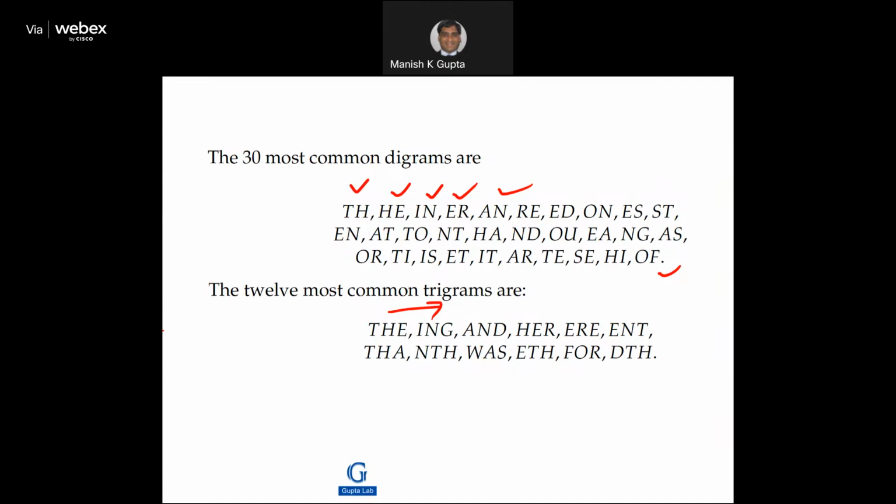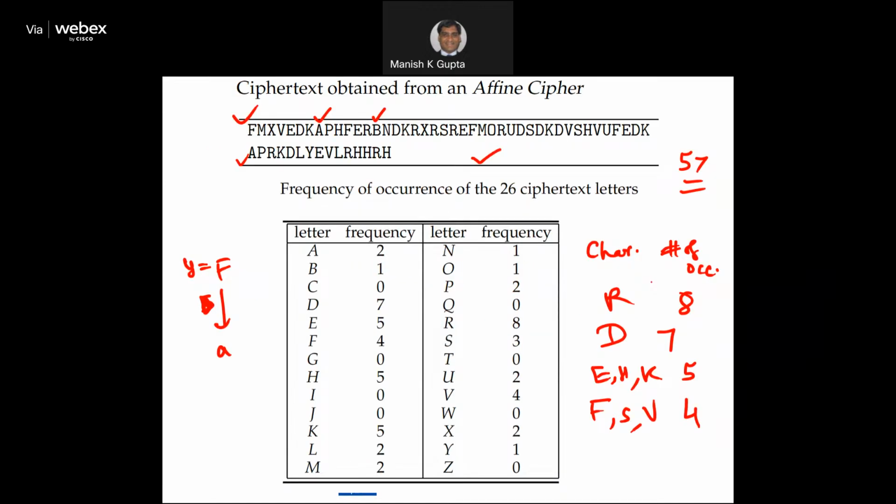Okay. So for affine cipher, again I'm recalling the affine cipher. We had the ciphertext. We just observe that the length is 57, and then we count which alphabet is occurring how many times. We prepare this table, and now you can see that R was occurring 8 times, which is the highest, right? D is occurring 7 times, E, H, K occur 5 times, F, S, V occur 4 times. So we can go back to those statistical properties and match one by one, right? If R is 8, that means which is the highest probability? E. So R should correspond to E and so on, right? Those kinds of analysis we have done.